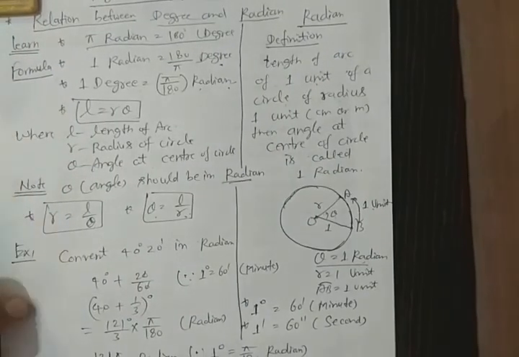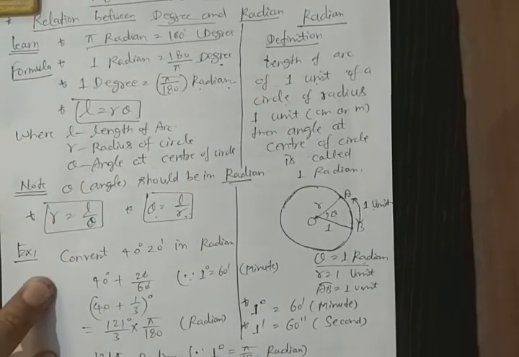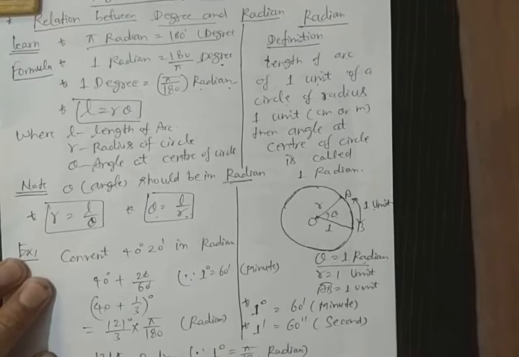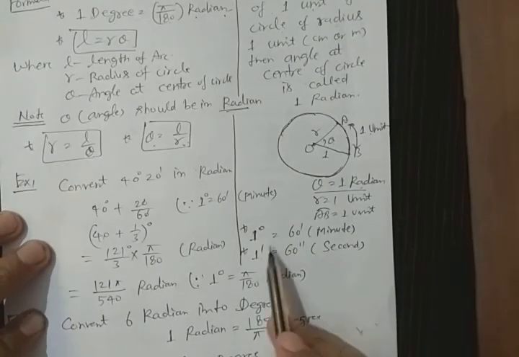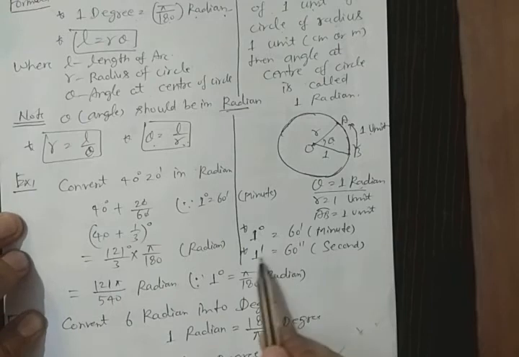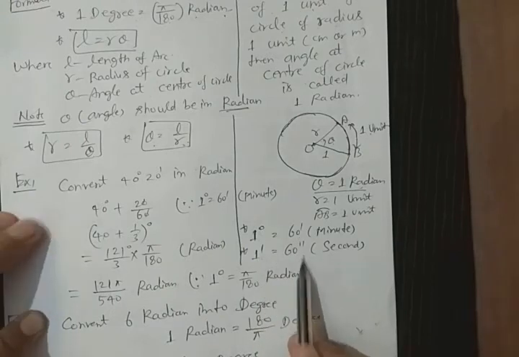Next, the smaller scale of angle is the minute. 1 degree is equal to 60 minutes, and the sign of minute is a single dash. 1 minute is equal to 60 seconds. 1 degree is equal to 60 minutes and 1 minute is equal to 60 seconds.